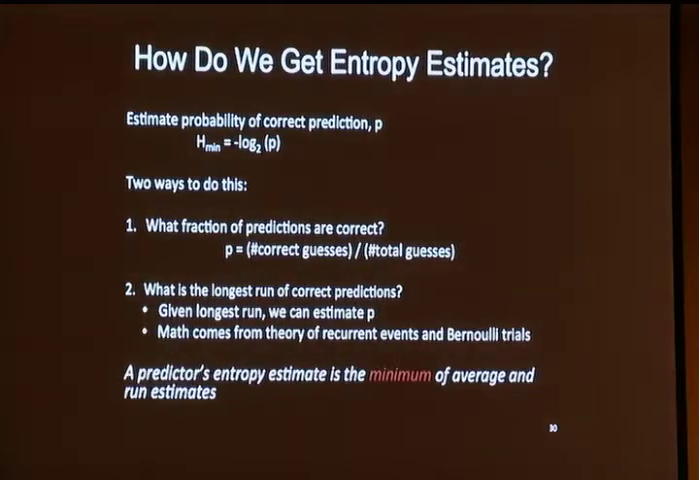So how do we do this? We have predictors. How do we estimate entropy based on the predictors? We try to calculate a p-value, which is the probability of correct predictions. We have two ways to do this. The first one is we look at the samples and the predictions, and we know which ones are correct. After we observe the next value, we know if our prediction is correct or not.